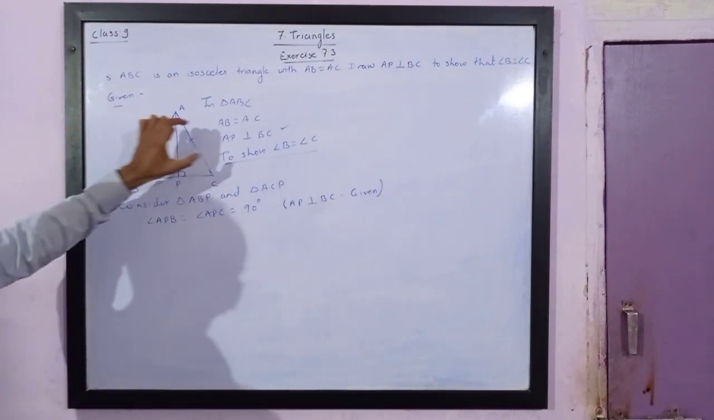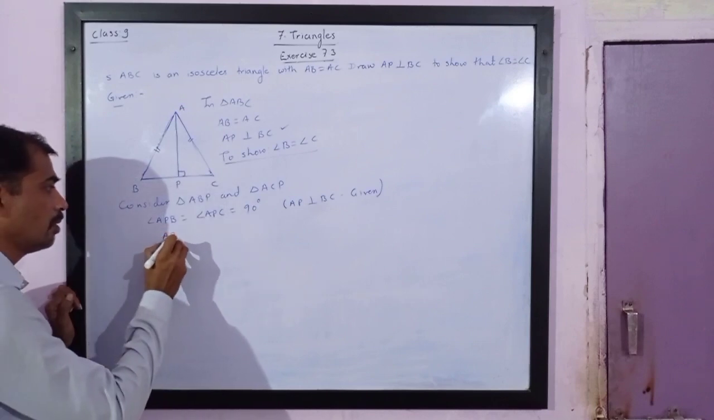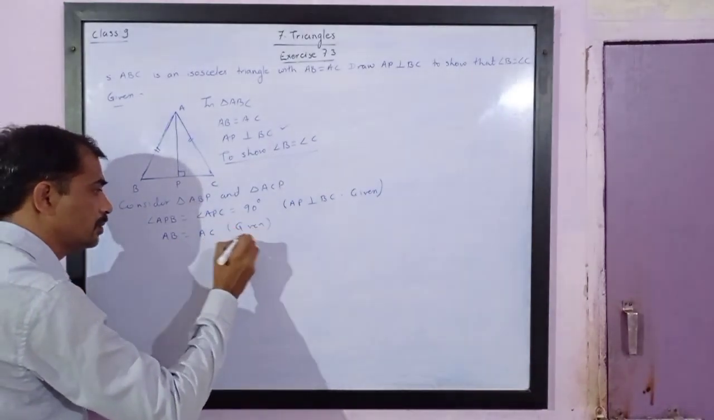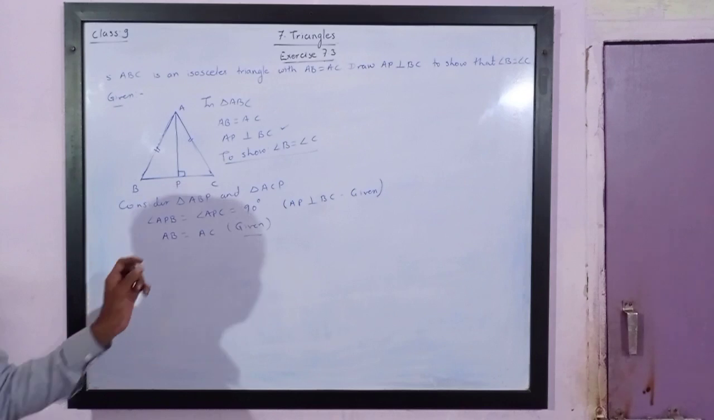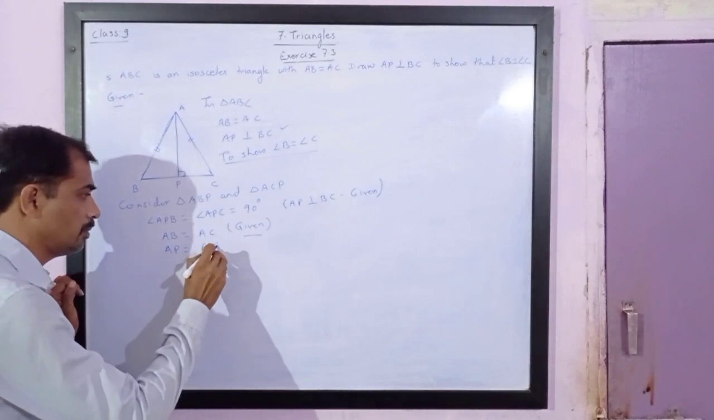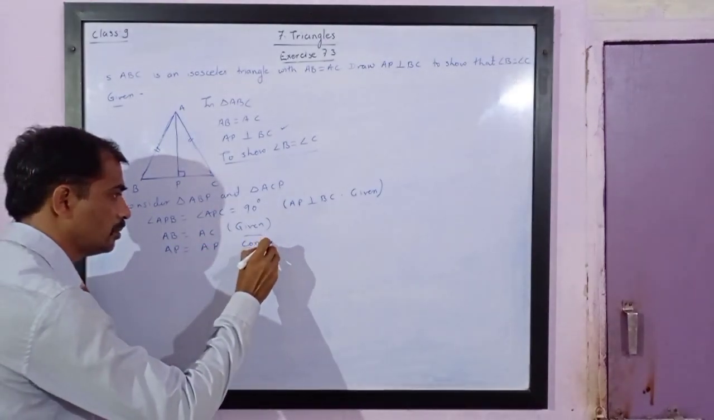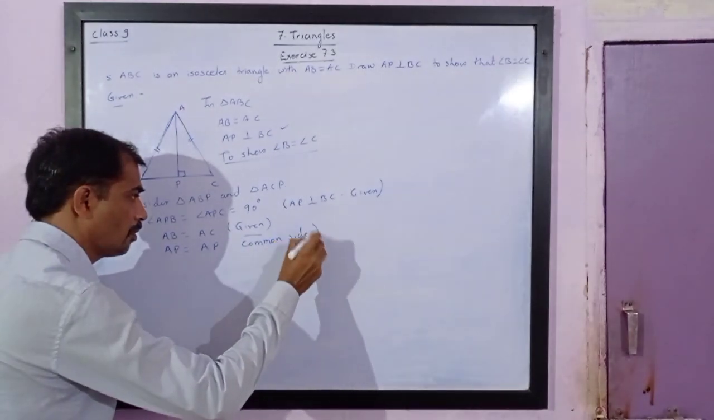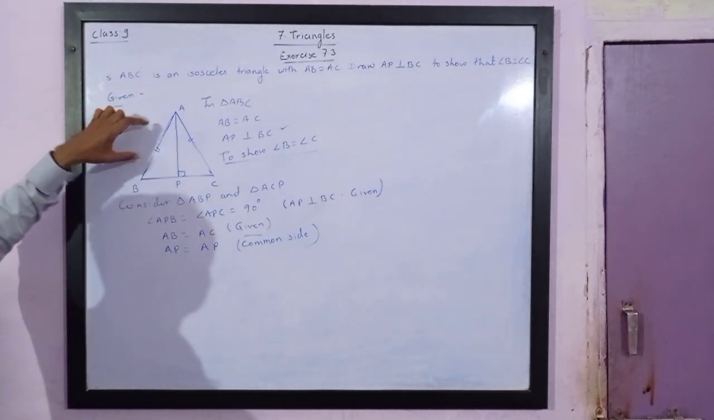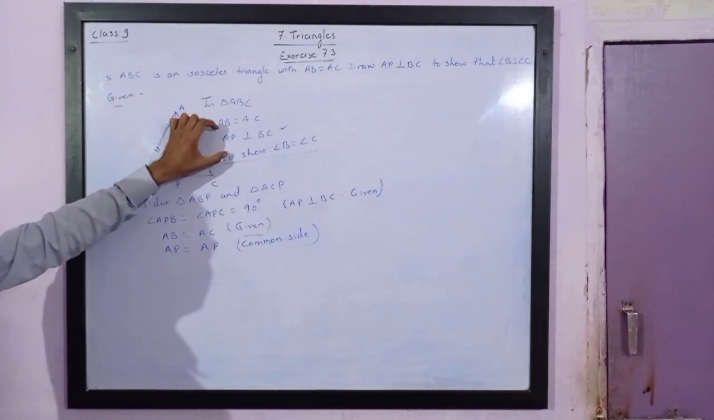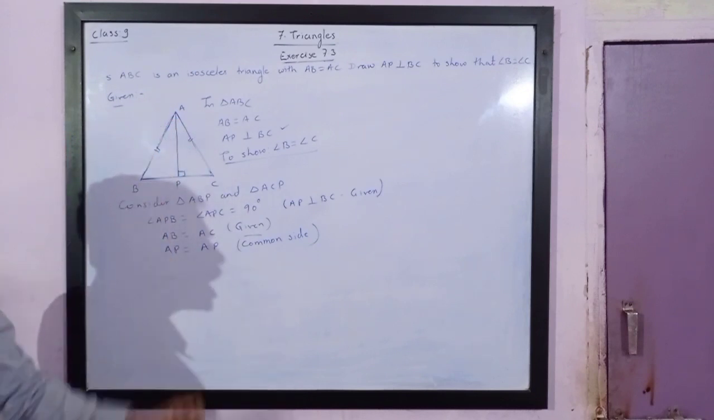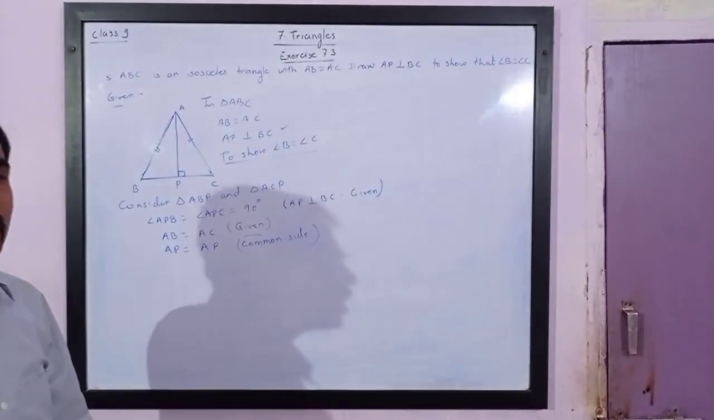Then we are also given that AB is equal to AC. This is given, or you can say they are the two congruent sides of an isosceles triangle. Next, AP is equal to AP, a congruent side. Please note, we have one angle as a right angle, the hypotenuses are congruent, and one of the sides is congruent. So these two triangles are congruent by the right angle hypotenuse side congruence rule.